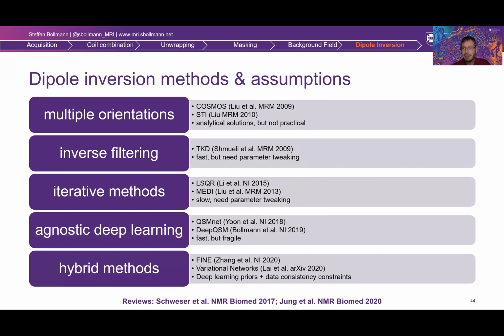And in the latest category there, we have hybrid methods. So hybrid methods combine deep learning with iterative methods. And one way is, for example, predicting the output and then refining the output using a data-driven method, which would be fine as an example, or relational networks, where we take an iterative method and we unroll this iterative method and use deep learning to speed it up and get clever priors in this data.